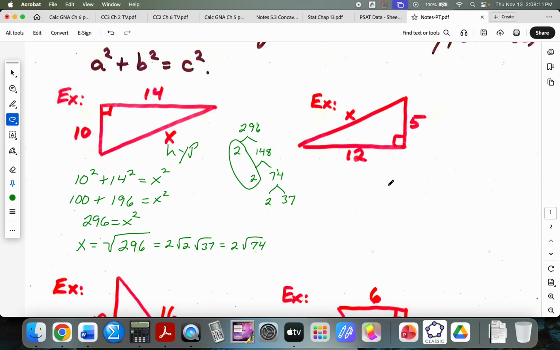All right, let's do the next one. Which side is the hypotenuse in this one? X. You don't have to write it every time, but you do have to identify which side is the hypotenuse every time. So this will be 5 squared plus 12 squared is equal to x squared.